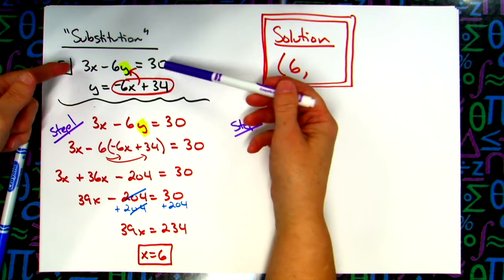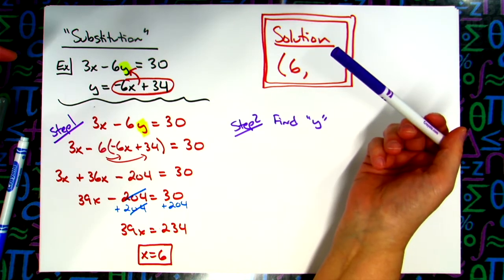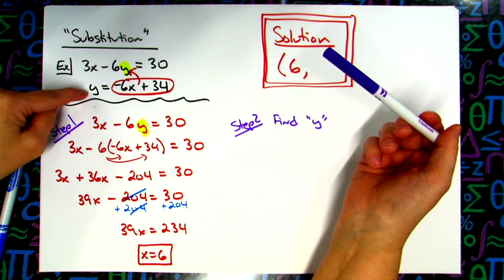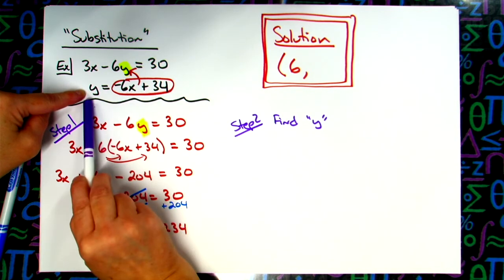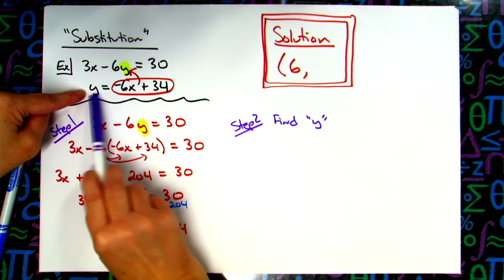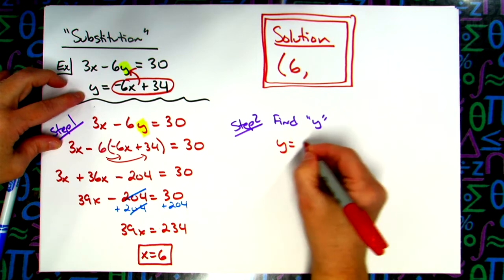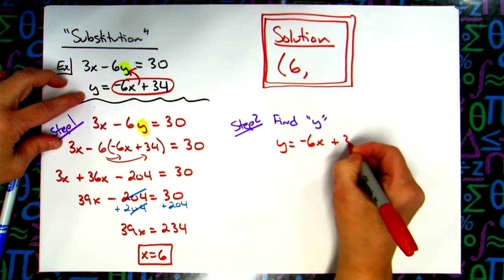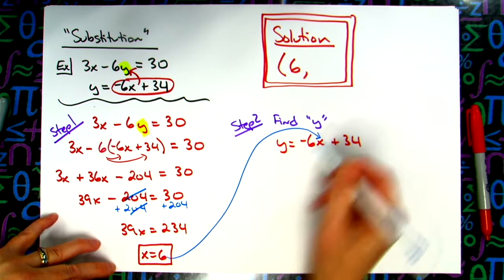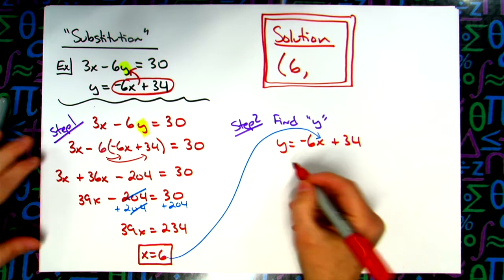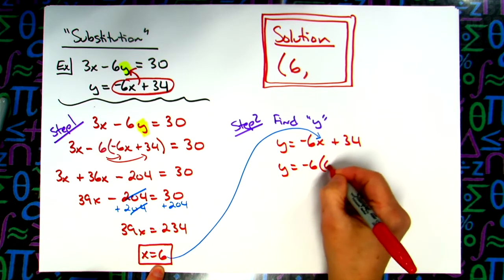But if I'm trying to find y, which one's going to be the easier one to use? The top one or the bottom one? Ooh, the bottom's going to be easier. If I know what x is, I can put a number in there, do the math real quick, and get y really quick. So using the second equation is going to make more sense. It's going to make it easier. So I'm going to do y equals negative 6x plus 34. Then I know what x is, so I'm going to put that x in for that number right there. And I'm going to go y equals negative 6, replace x with 6.